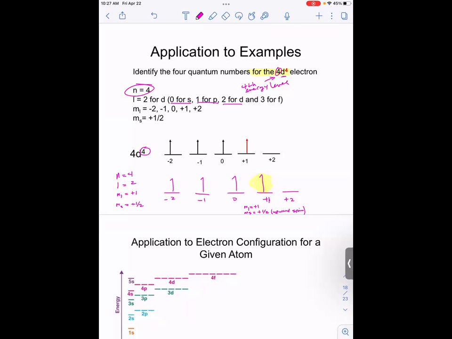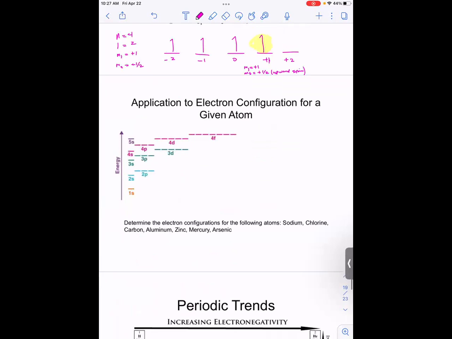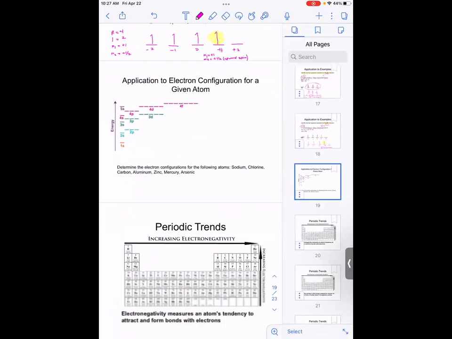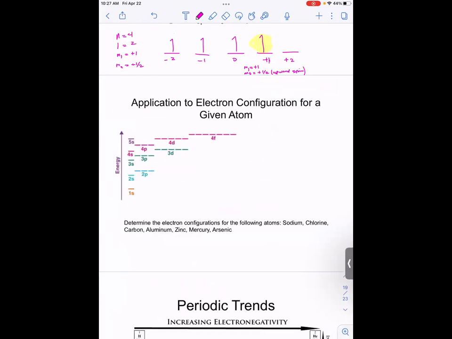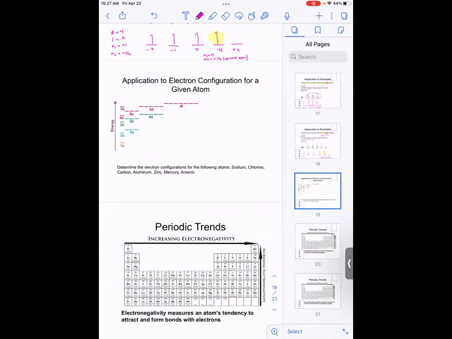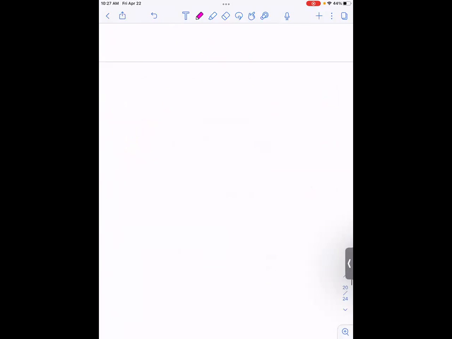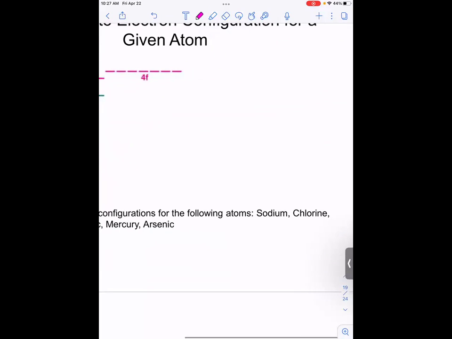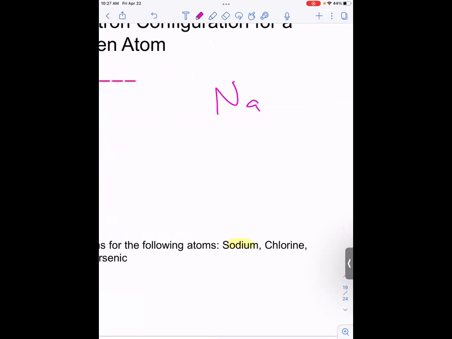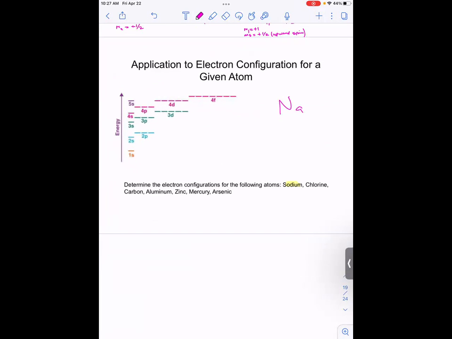All right, now we need to apply this. So we're going to take some atoms and we're going to figure out what their electron configurations are. We're going to fill these orbitals up and we're going to figure out what they are. So let's do sodium first. Sodium is Na. What is the atomic number for sodium? Anybody? Just look it up on the periodic table real quick.